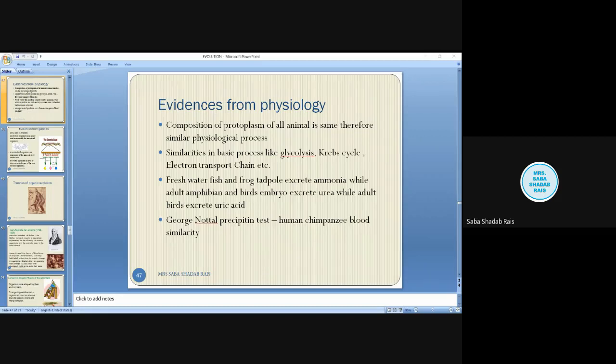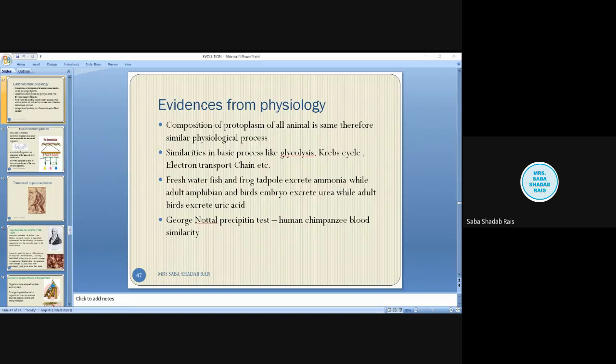Example, the forelimbs of whale and human. So likewise, the physiology. Physiology means the various metabolic processes. When we compare the various metabolic processes, we will understand that all animals have the same protoplasm. Protoplasm is the same, so definitely all the physiological processes which are carried out will also be the same.